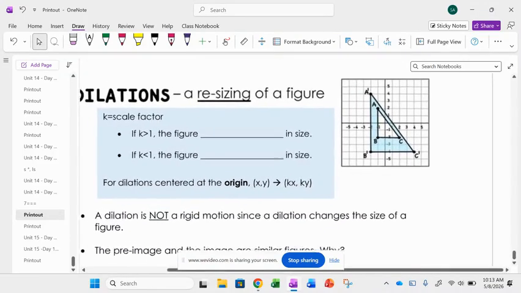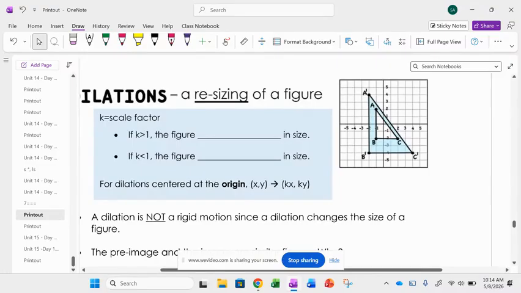Okay, so for dilations, we actually did dilations. We performed dilations when we were doing similar figures. And when we performed the dilation when we were using similar figures, the center of dilation was always the origin. And so when it's at the origin, it's a lot easier. All you're going to do is take your scale factor and you multiply each coordinate of your pre-image by that scale factor, and that gave you the new image.